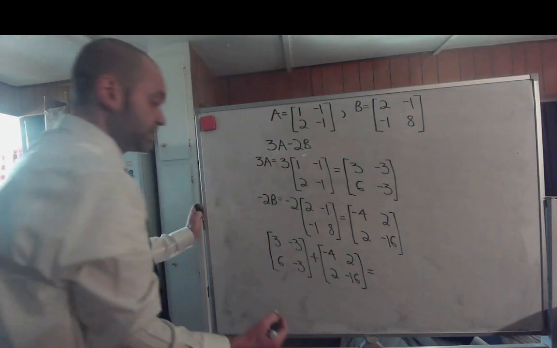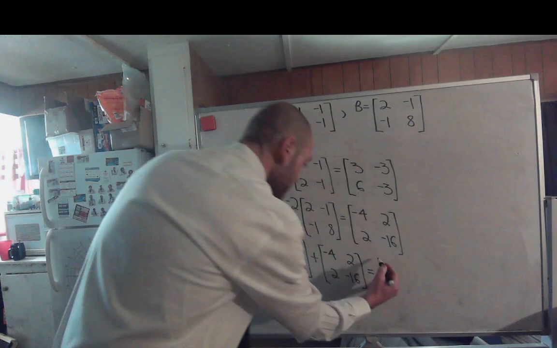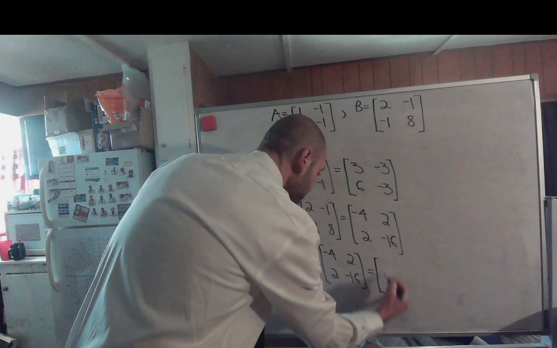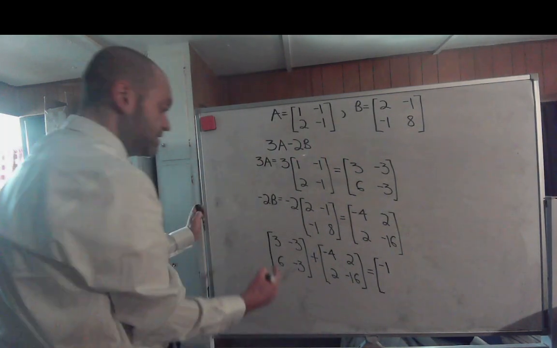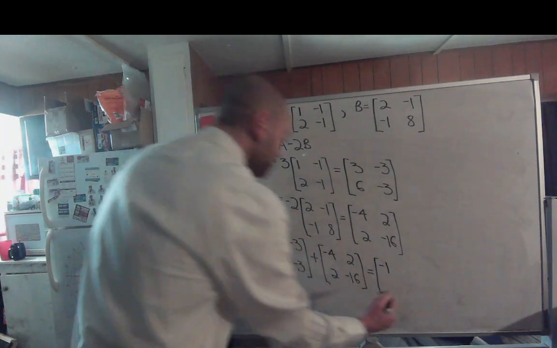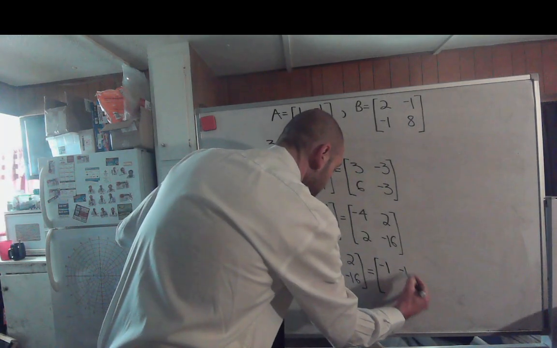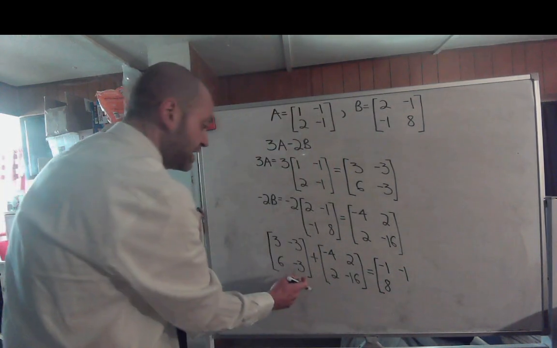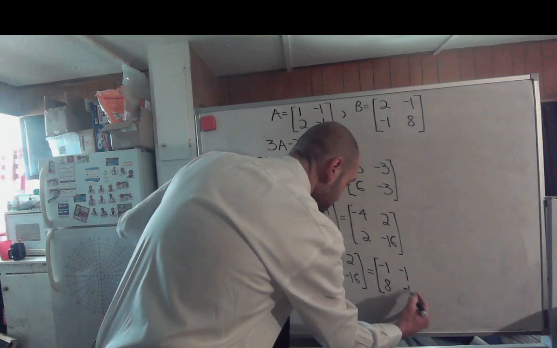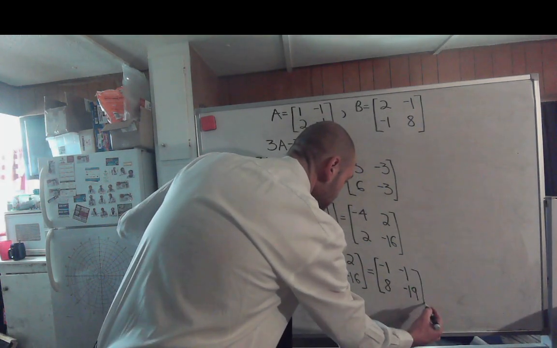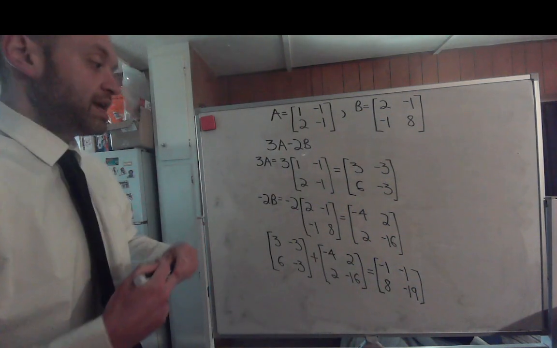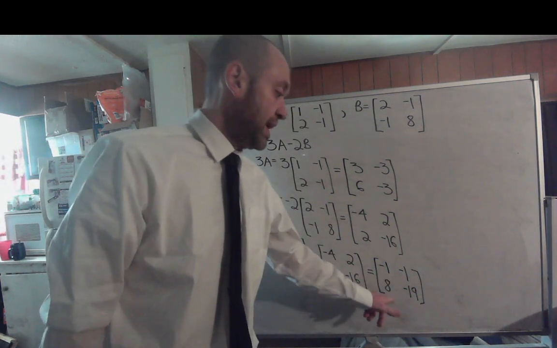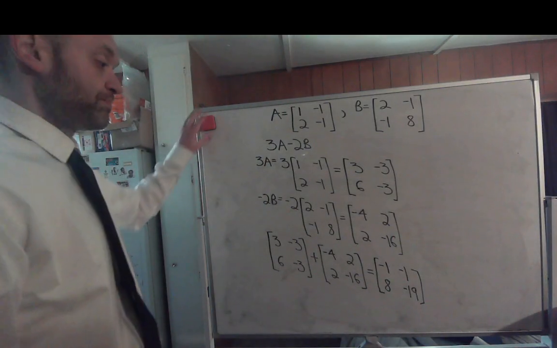Now just simple addition, so 3 minus 4 is -1, and then -3 plus 2 is also -1. 6 plus 2 is 8. -3 minus 16 is -19. So the result should end up being -1, -1, 8, and -19.